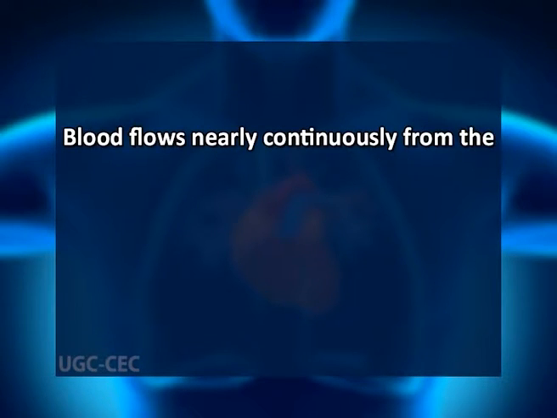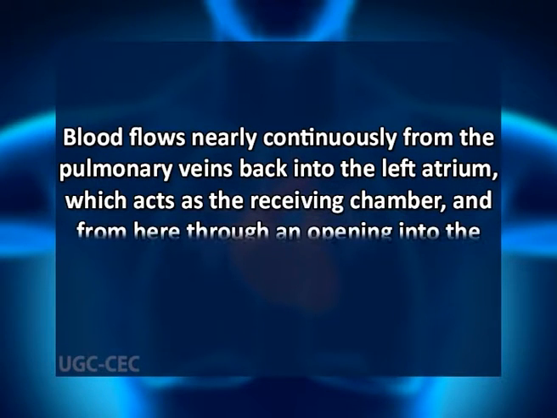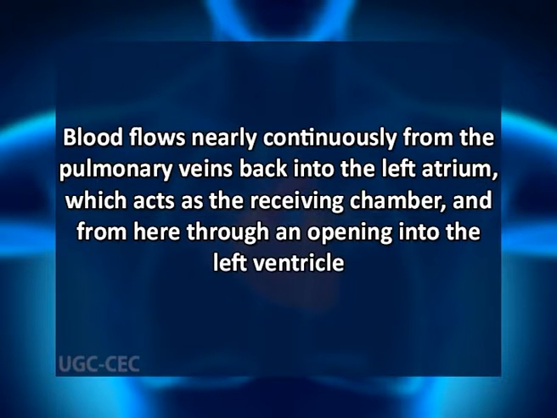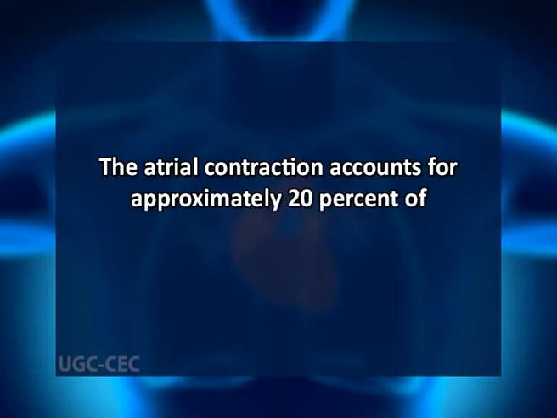Blood flows nearly continuously from the pulmonary veins back into the left atrium, which acts as the receiving chamber, and from here through an opening into the left ventricle. Most blood flows passively into the heart while both the atria and ventricles are relaxed. But towards the end of the ventricular relaxation period, the left atrium will contract, pumping blood into the ventricle. The atrial contraction accounts for approximately 20% of ventricular filling. The left atrium is connected to the left ventricle by the mitral valve.